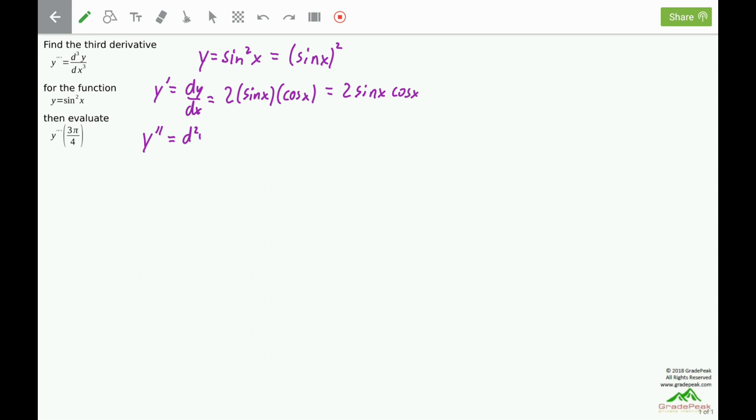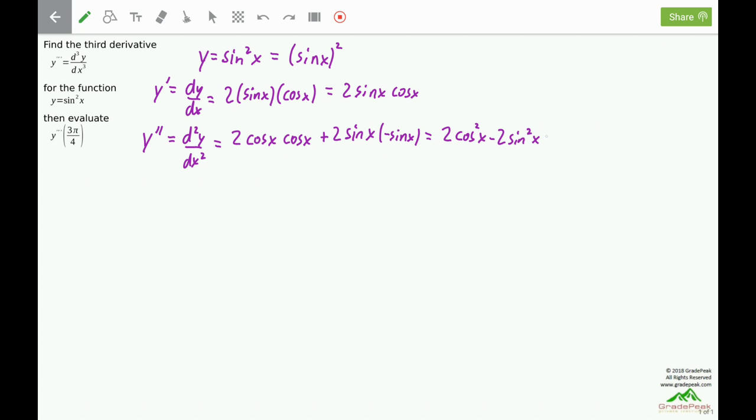Our second derivative will involve a product rule then. We will have the 2 times the derivative of the first, cosine x, times a 1 for the chain rule, and then times the second left alone, plus the 2 times the first left alone, times the derivative of the second, which is a negative sine x, times a 1 for the derivative of the inside to complete the chain rule.